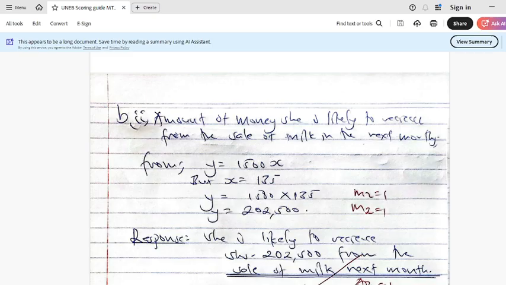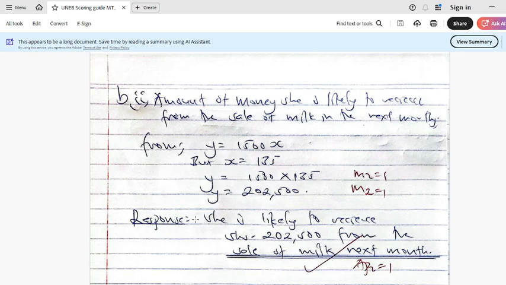Now, part B, Roman 2, required us to find the amount of money she is likely to receive from the sale of milk in the next month. Because we already have our equation formed, we just multiply by x. Remember we let x be the number of liters, and the number of liters she is likely to sell next month will be 135. So 1,500 times 135 gives the value of y, the amount, which is 202,500.